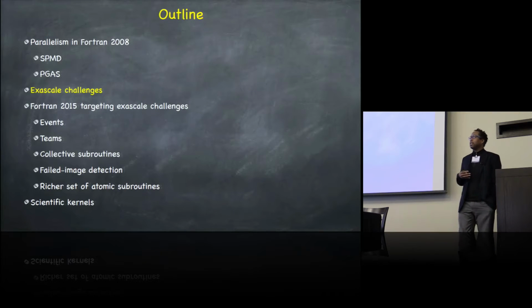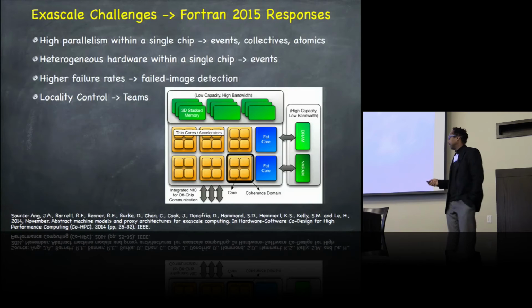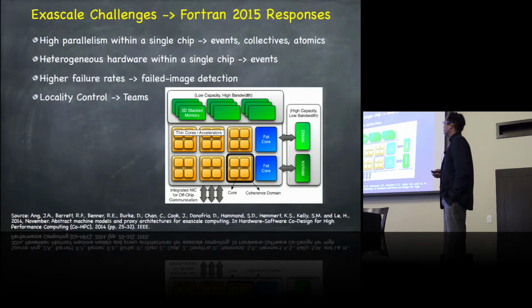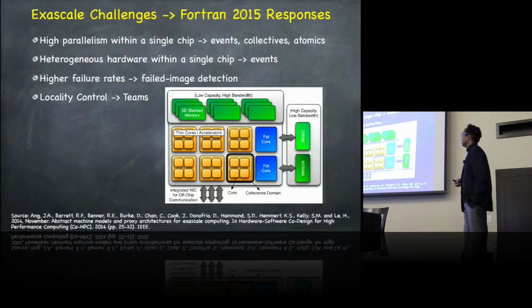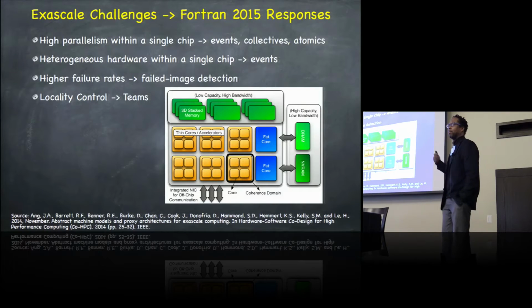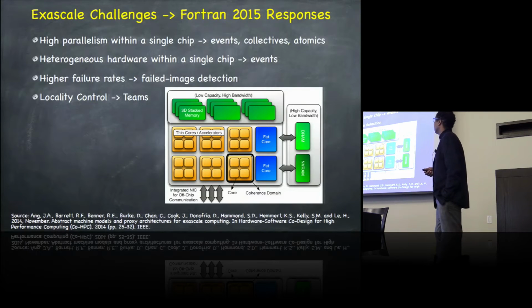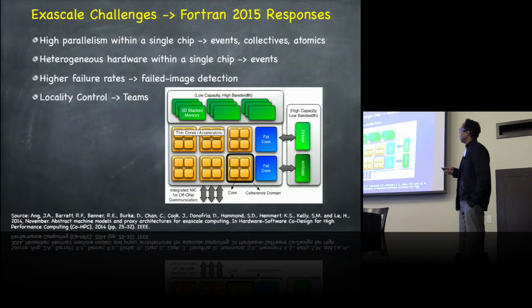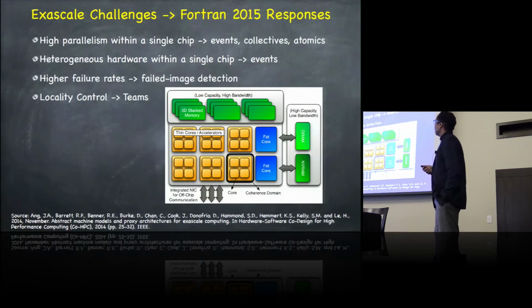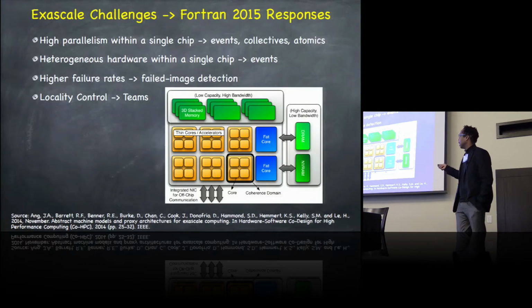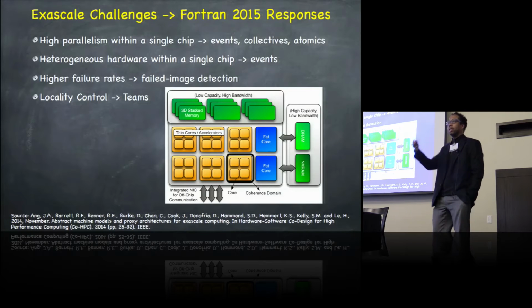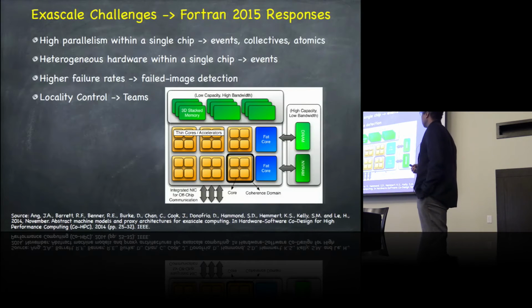And specifically, a lot of features that address challenges that we expect to face at the exascale. So that's what we're going to focus on today. Those challenges include much higher levels of parallelism on a single chip. And we'll talk about the features that come out of that. We'll talk about events, collective procedures. Atomics is something that we won't cover directly, except that events are actually an encapsulated form of atomics. Heterogeneous hardware within a single chip, where you might have fat cores and thin cores, or you might have graphics processing architecture moving onto the processor, and higher failure rates.